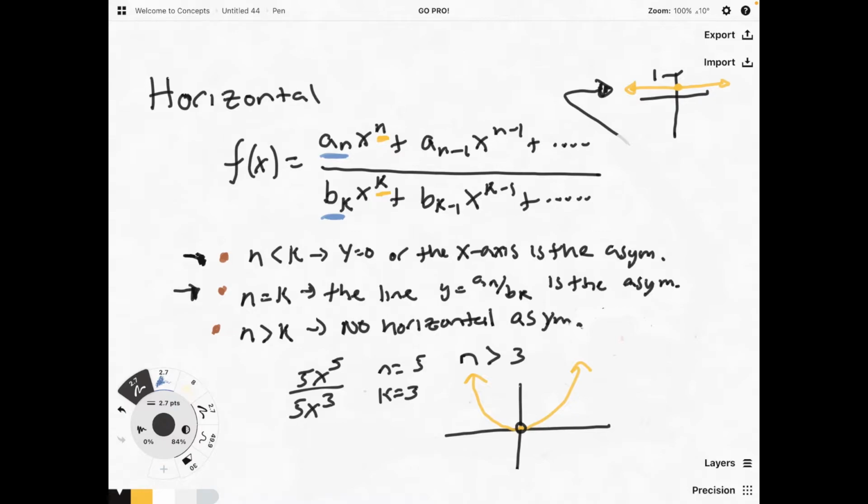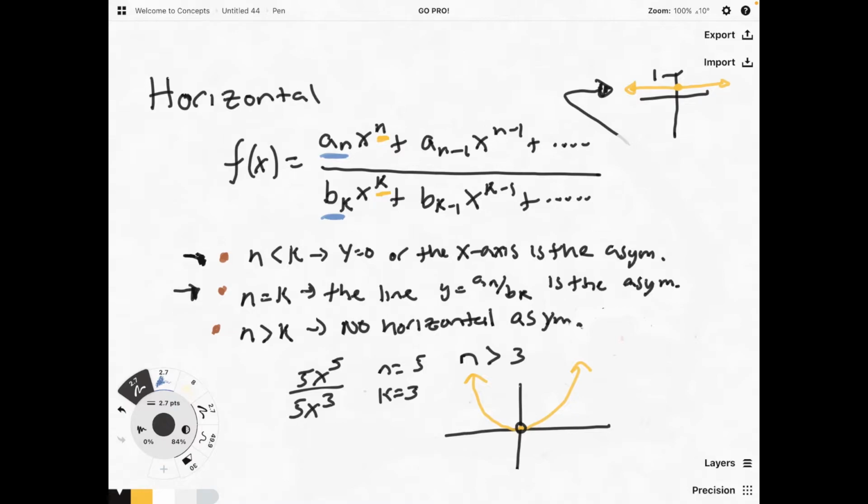Again, if n is less than k, then y equals 0 is the horizontal asymptote, or the x-axis. If n is equal to k, then the line y equals the leading coefficient of your greatest power in the numerator divided by the leading coefficient of your largest power in the denominator, and that's going to be your horizontal asymptote. And the last rule is if n is greater than k, there are no horizontal asymptotes.